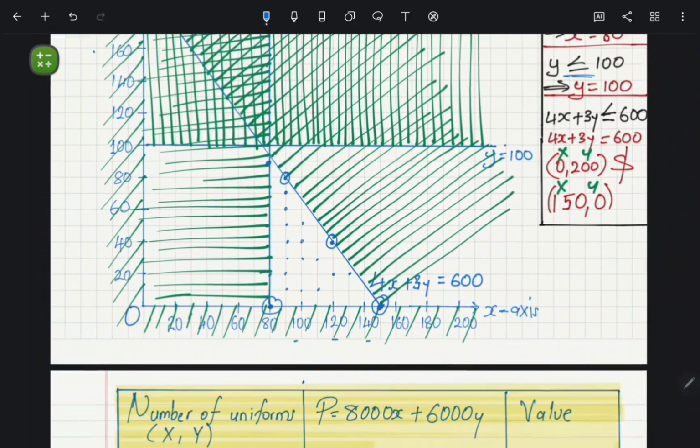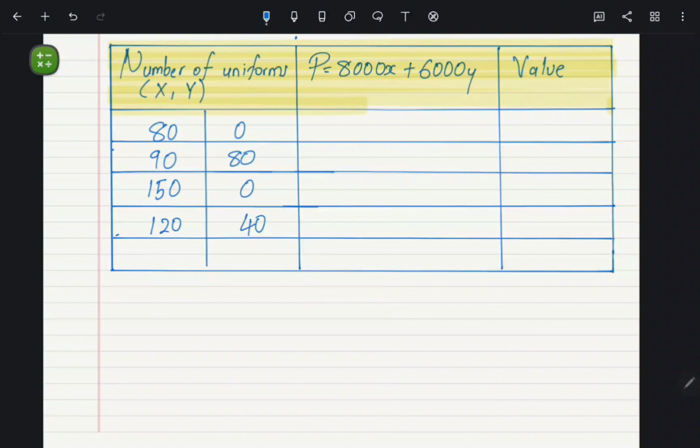So these are the points that we are going to substitute into our objective function or our profit expression, so that we can find out how much profit she is to make if she is to produce sets of uniforms according to those coordinates that we have chosen. In our table here, we have the number of uniforms represented by x and y. The first column consists of the x values, the second column consists of the y values. Now we have to substitute these values of x and y into our objective function, which is 8,000x plus 6,000y, because she makes a profit of 8,000 on each set of boys uniform and a profit of 6,000 on each set of girls uniforms.